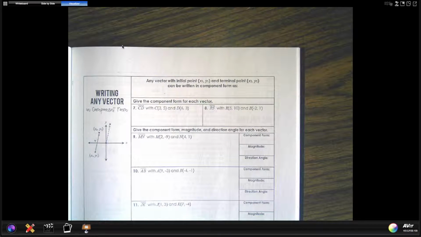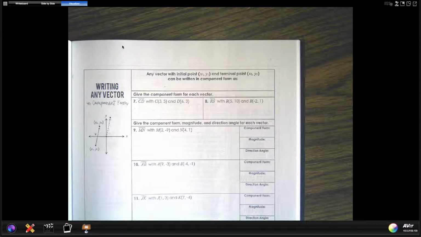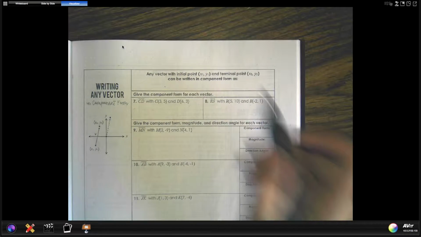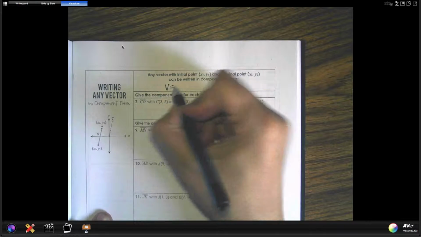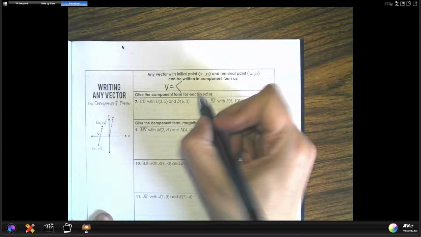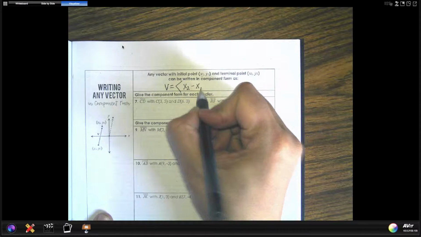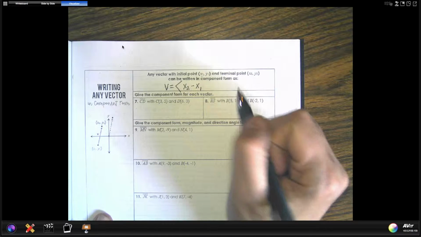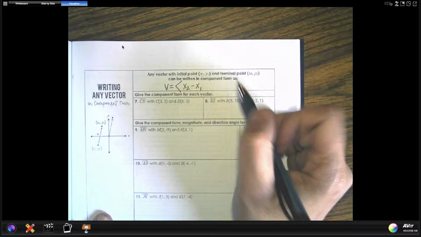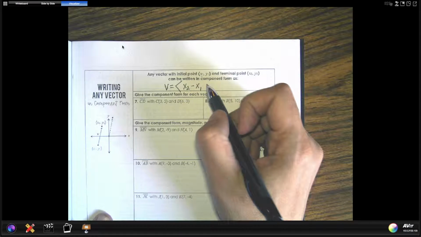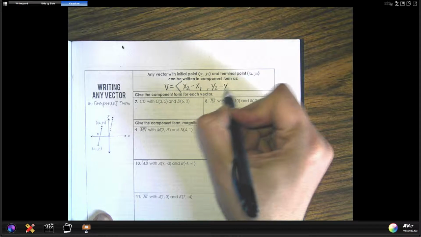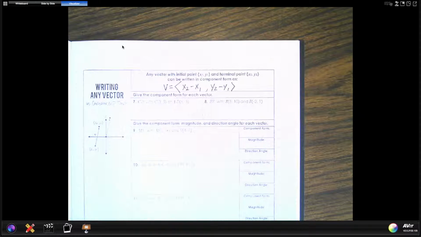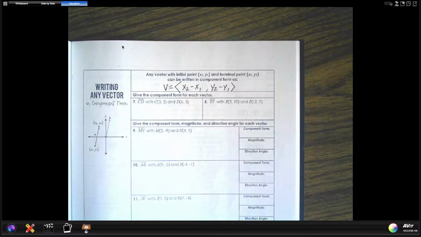So if I give you 2 points, you should be able to find a vector from the given points. All you need to do is, if I give you 2 ordered pairs, order does matter. You do have to do x2 minus x1. So you have to do the terminal point minus the initial, okay? So when you do that, it's a vector, and make sure you use those brackets, these arrows, those signify that it is a vector.